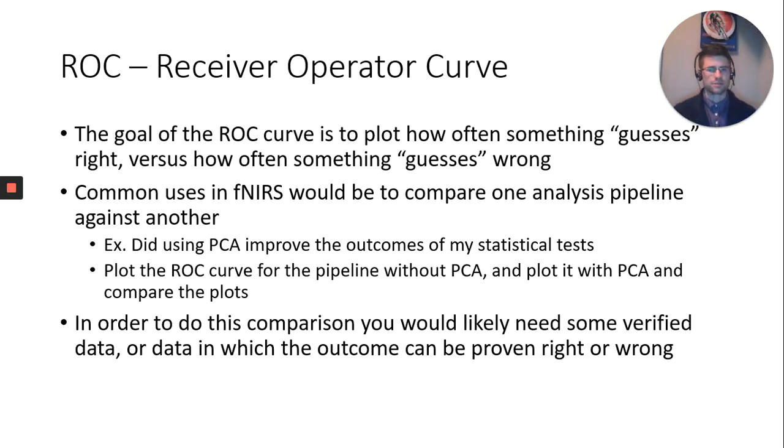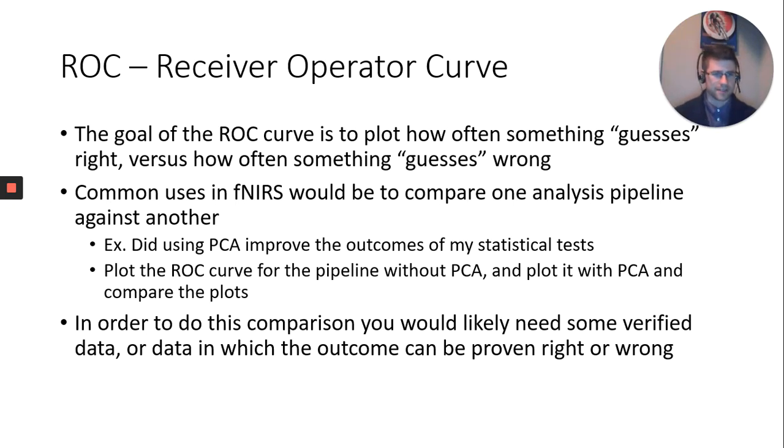So what you would do is basically run your pipeline with PCA, run your pipeline without PCA, and you'd plot an ROC curve for both, and then you would compare those two. You can compare them either visually, or you can compare them using something called area under the curve, which is basically the area under the curve and gives you a single number that you can compare against each other.